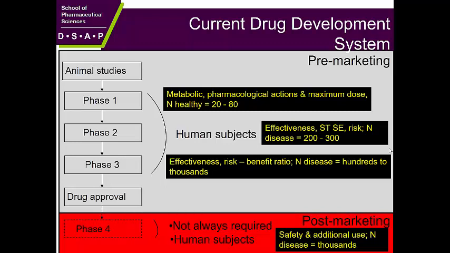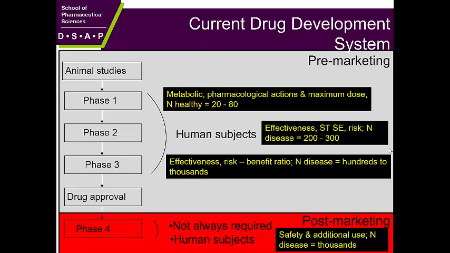So in the pre-marketing phase, the drug has to pass the animal studies before it can go for studies on human subjects, which will be phase 1, where the drug will be tested for its metabolic and pharmacological actions and the maximum dose. So the subjects are usually healthy subjects, between 20 to 80 people.